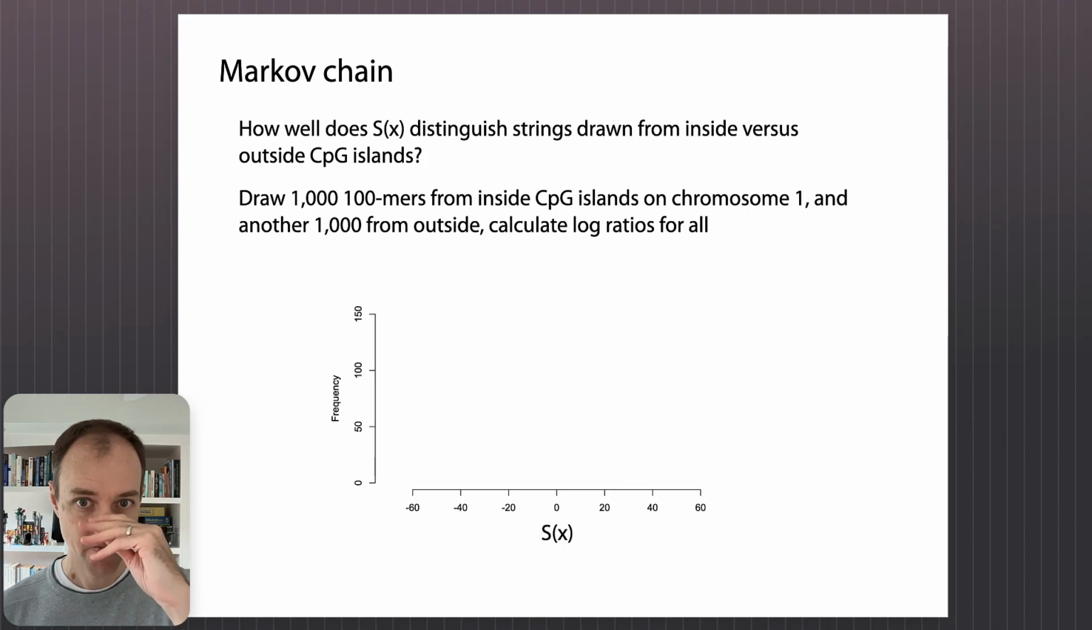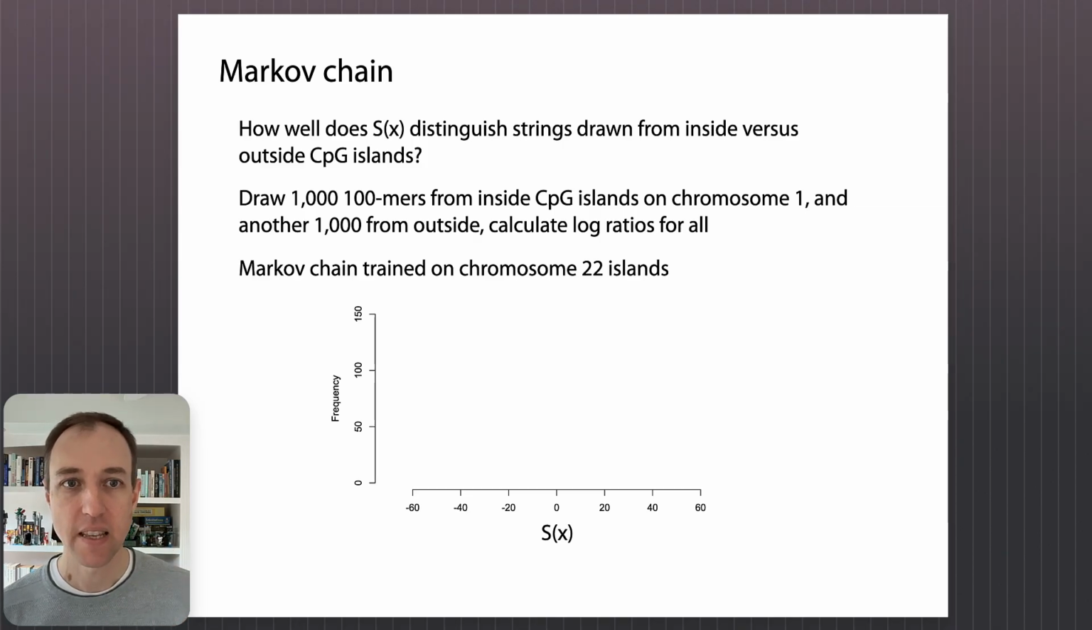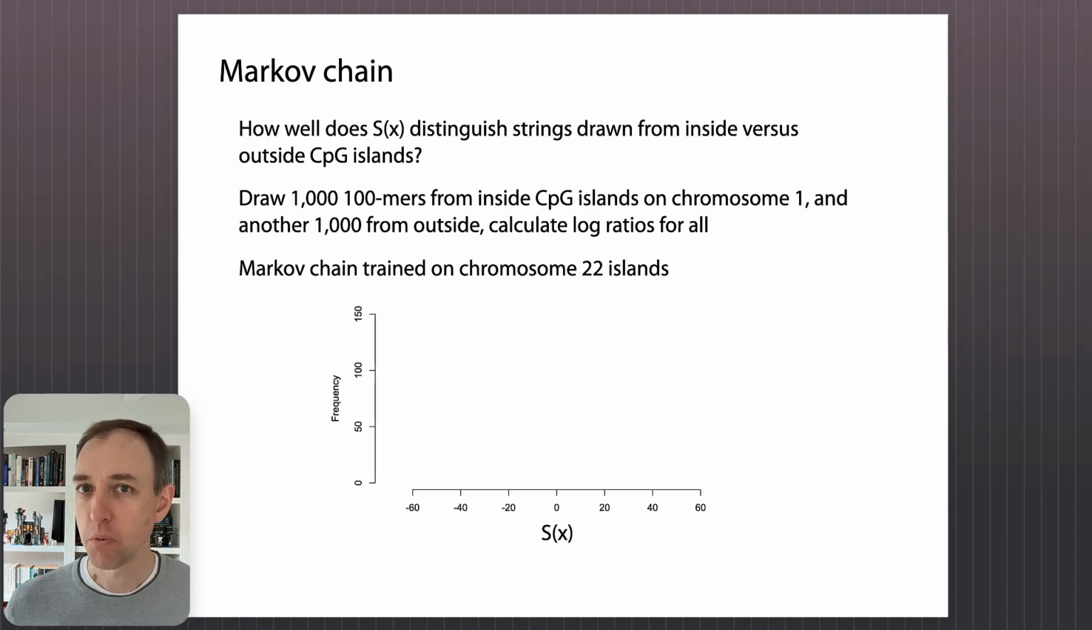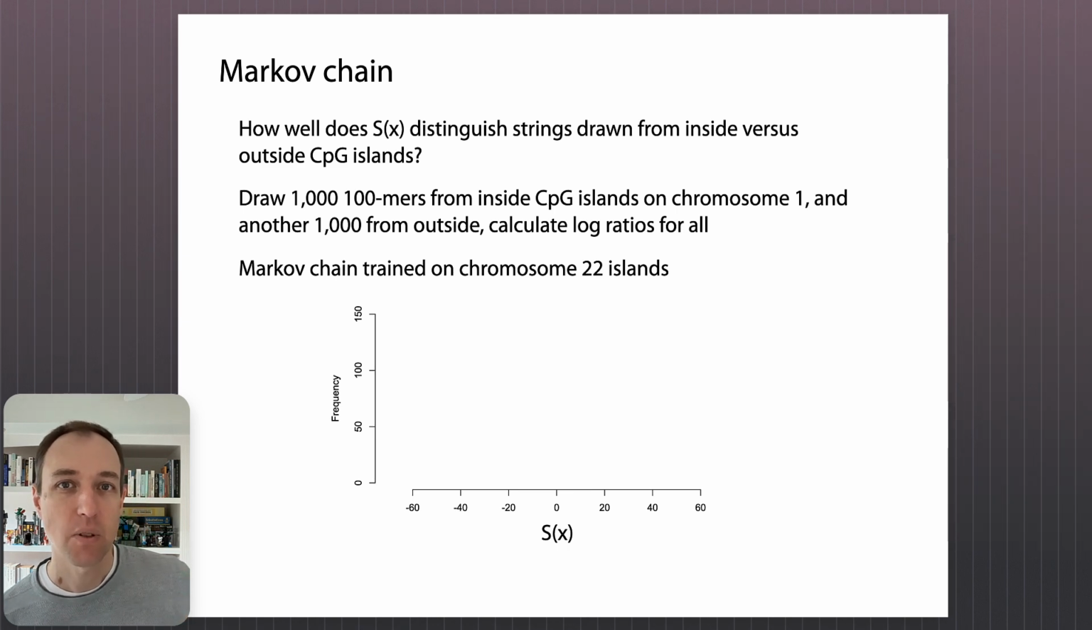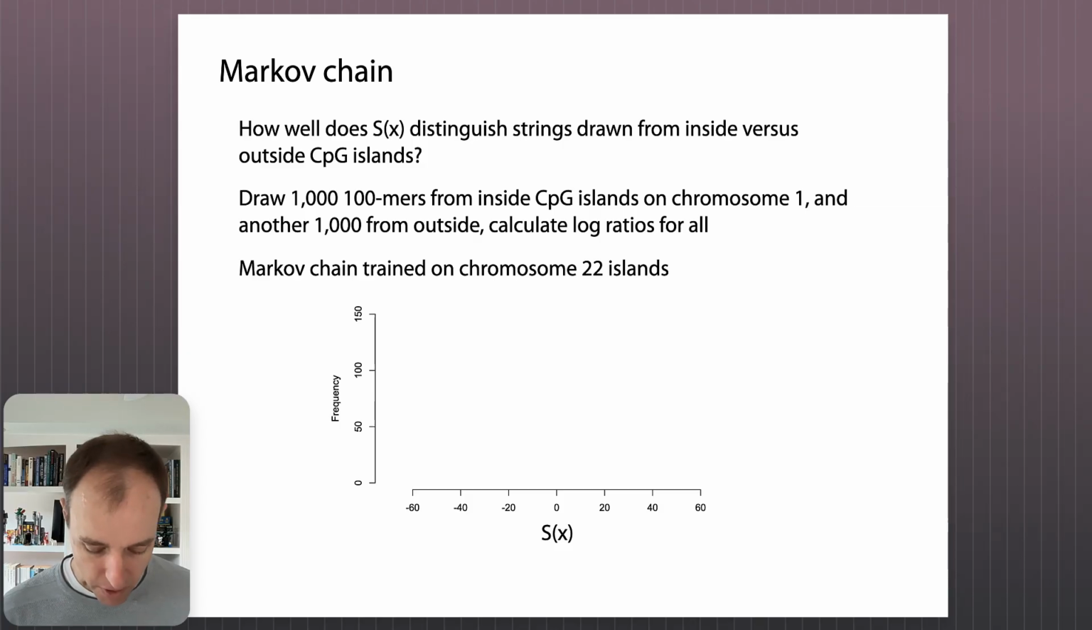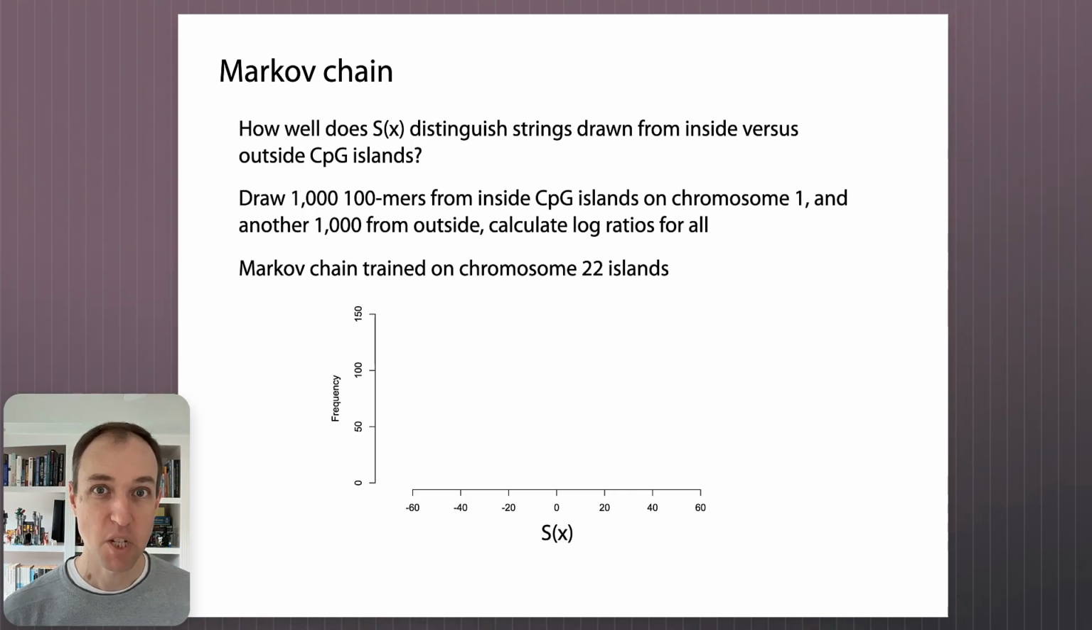All right, so I trained this on data from one human chromosome, chromosome 22, and I'm going to apply it to examples that come from another chromosome, chromosome 1. Because I know for each of these examples whether they're from a CpG island or not, when I go to test, I can draw on this plot two histograms, two distributions, a red one and a blue one. The red one is going to be the examples that are from outside CpG islands, and the blue one is for examples that are from inside CpG islands.